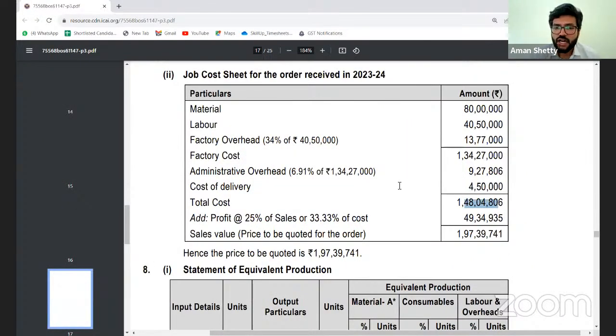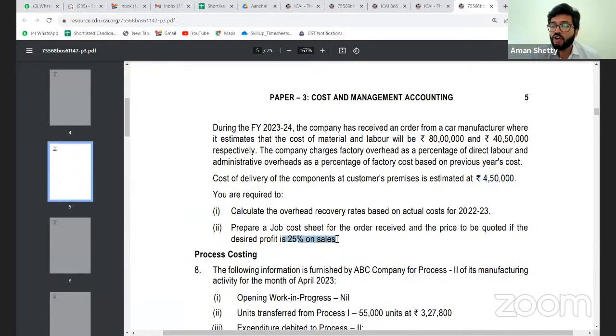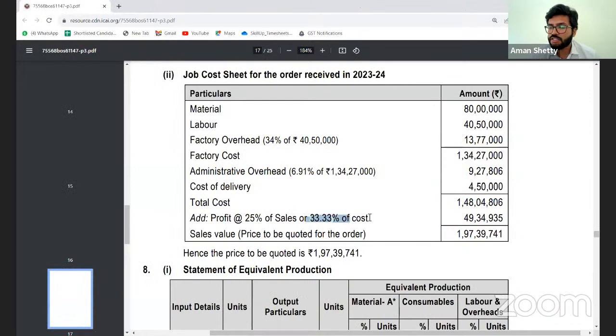And to that we'll add the profit percentage of 25% on sales. Very important, it is on sales. So on cost it is 1/3 on cost, 33.3%. Correct, 1/3 on cost. So you compute this, and then you get the sale value, the price to be quoted for the order. Simple.